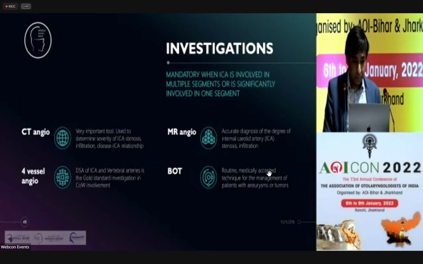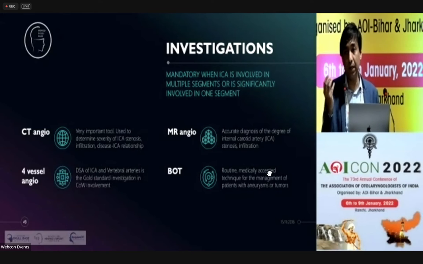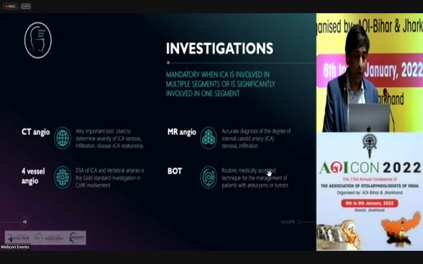Now, yes, so we do all our CTs, we do all our MR. It's very important to do what is called a TOF sequence. MR angiogram is something that is the mainstay that proves to me whether the carotid is involved or not. Four vessel angiography is a must for all of my cases, and balloon occlusion test only for my C4. Up to C3, I guess I can manage without a balloon occlusion test.